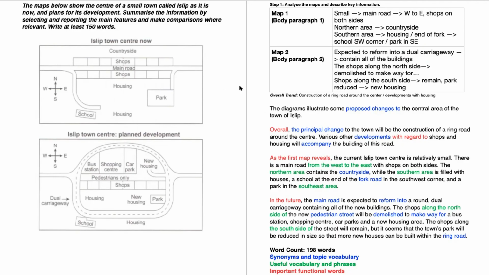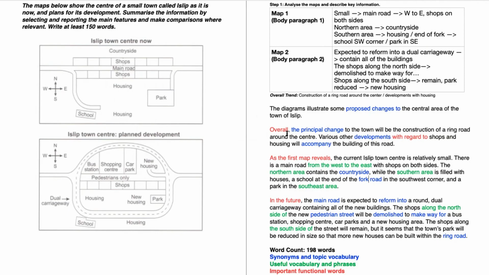Again, instead of maps, I've said diagrams. Instead of show, I've said illustrate. Plans for its development, I've basically said proposed changes to, and the central area is a great synonym for the center of a small town. So you see, I'm still saying the same thing. It's really helpful if you have synonyms that you can use. So when you see maps, don't be afraid to use diagrams and vice versa.